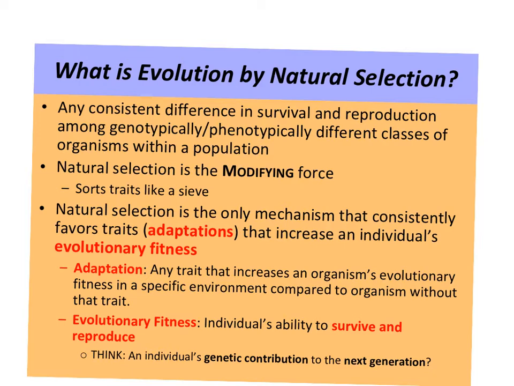Any consistent difference in survival and reproduction. We'll say survival and then reproduction, but ultimately reproduction. Successful reproduction of high fitness offspring among the genotypes or phenotypes of different classes of organisms or individuals within a population. Natural selection is the modifying force.